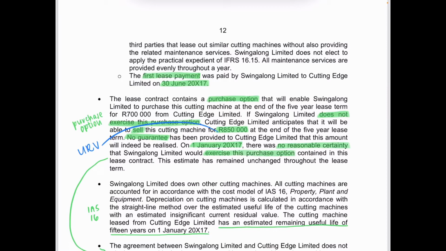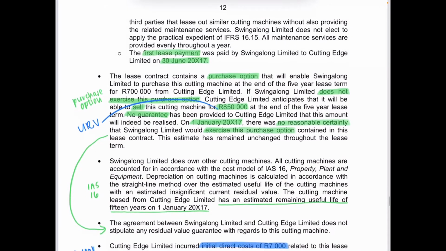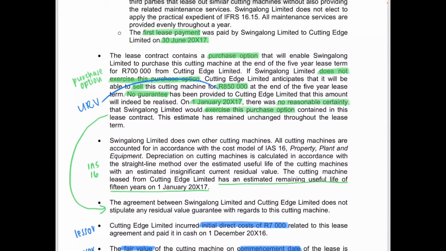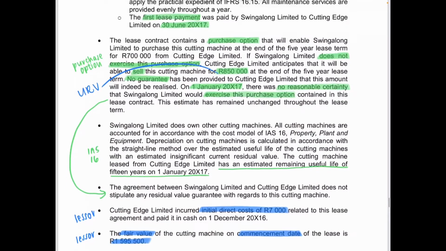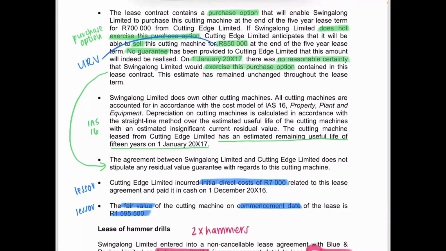No guarantee has been provided to Cutting Edge Limited that this amount will indeed be realized. And on 1 January 2017, there was no reasonable certainty that Swingalong Limited would exercise this purchase option. So what's important there especially is that they will not exercise the purchase option, because they don't think that they will benefit from it. Then Swingalong Limited does not own other cutting machines, etc.